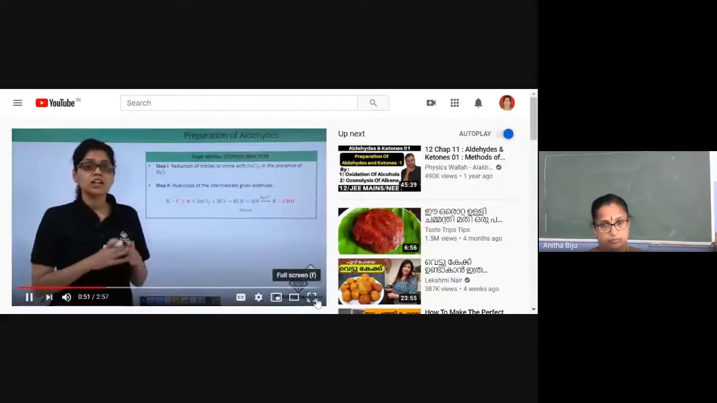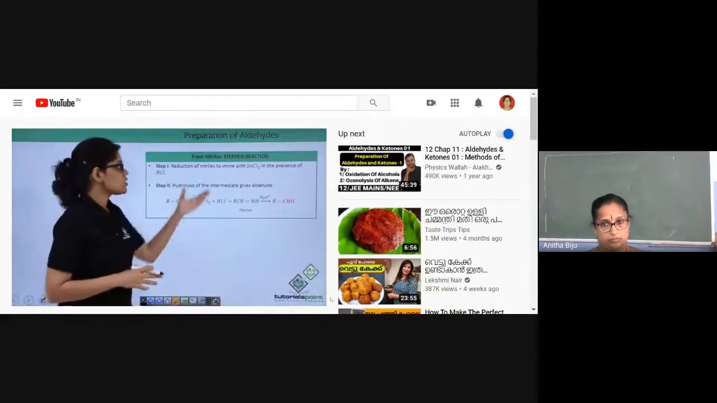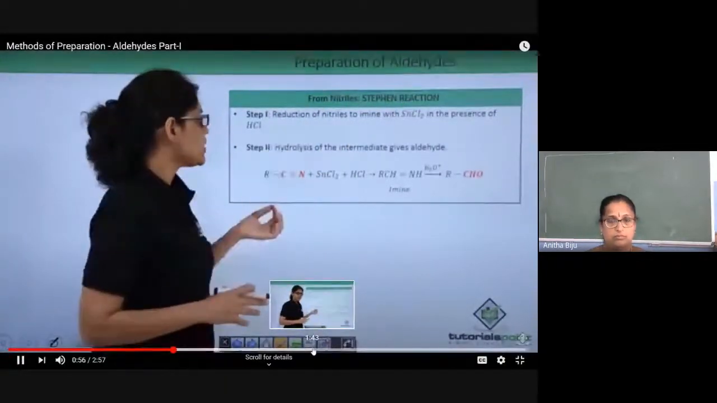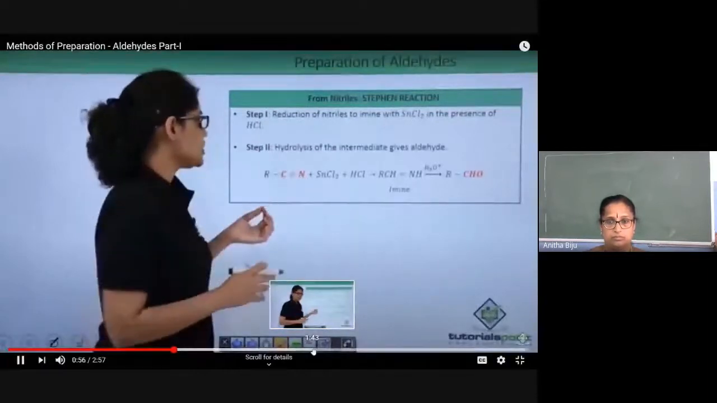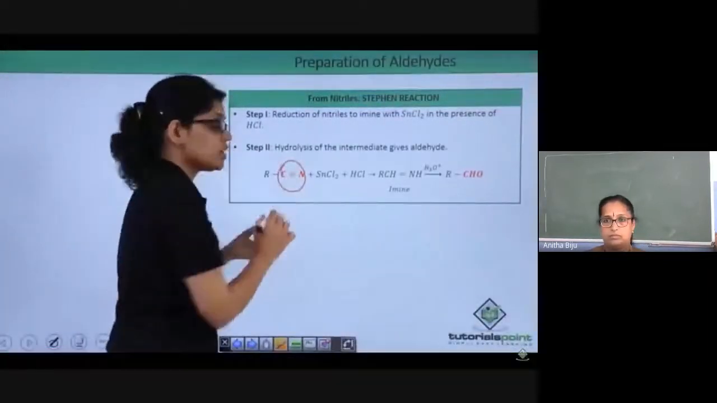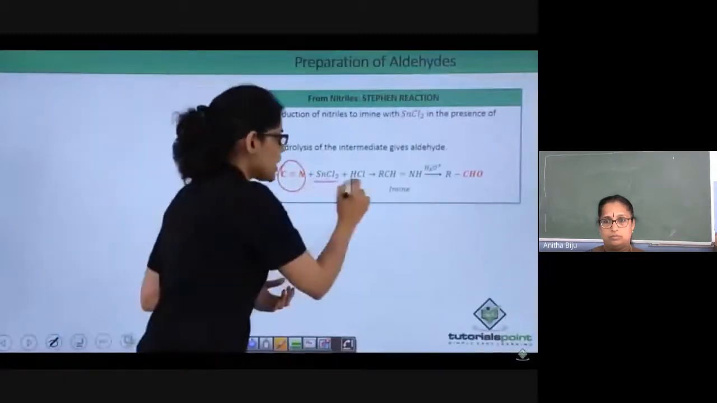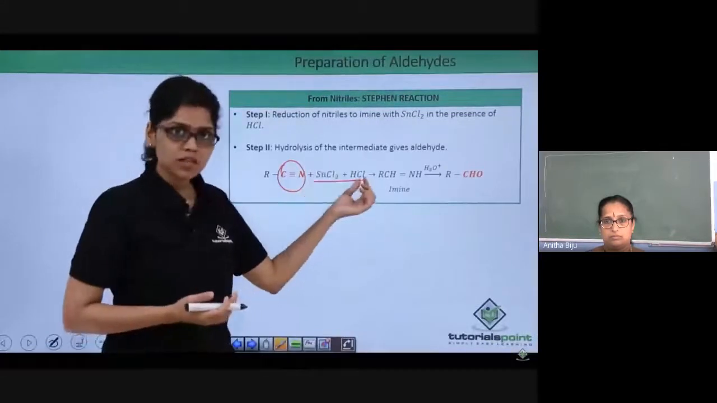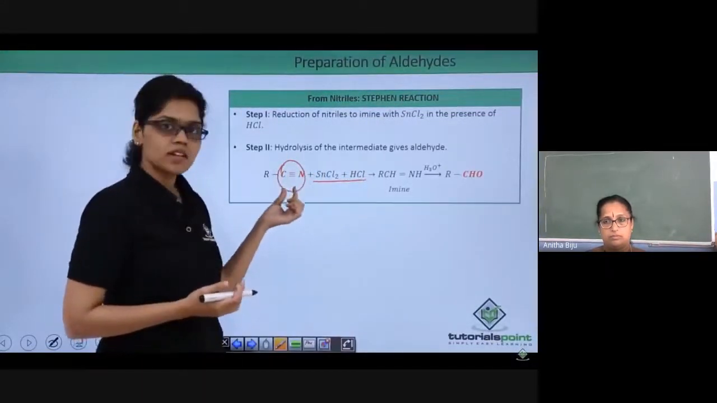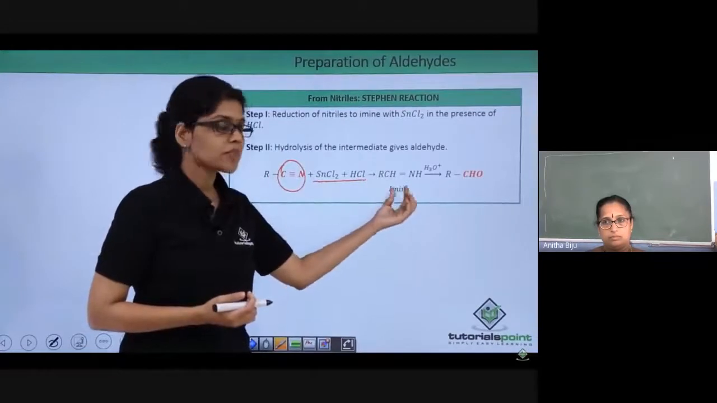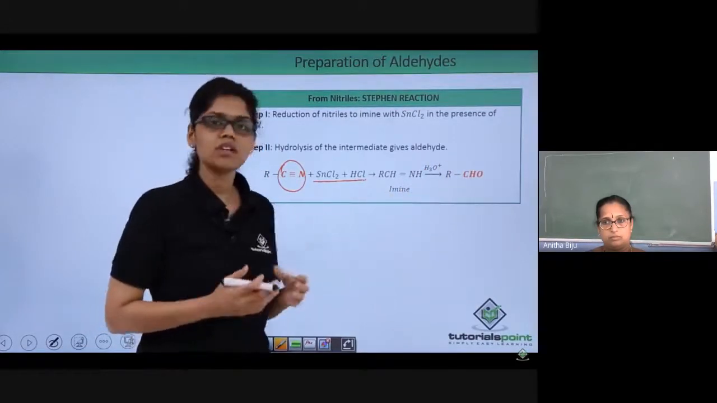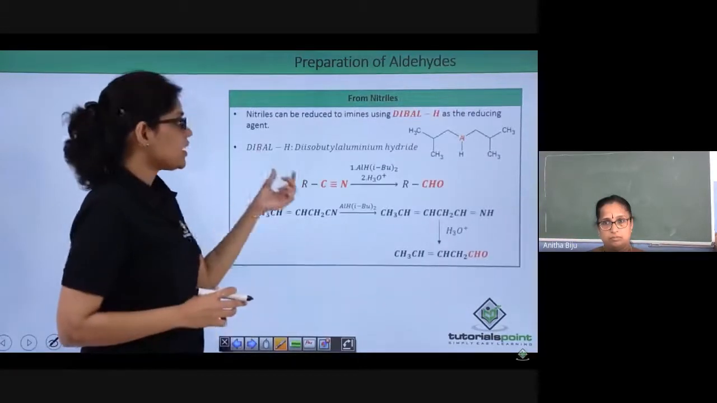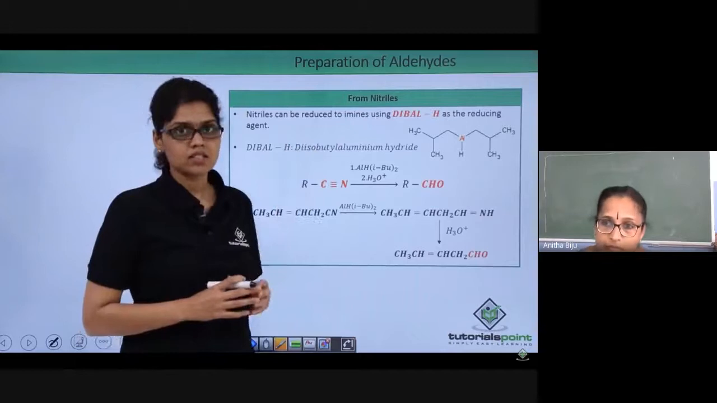Now this reaction is called Stephen reaction, and in this reaction, what we are doing is we are reducing the nitrile using SnCl2 and HCl. So this becomes a reducing agent, and SnCl2 is in acidic medium, and this reduces the nitrile to imine, as you can see here, which on hydrolysis we get the corresponding aldehyde. Nitriles can also be converted to aldehyde using another reagent.